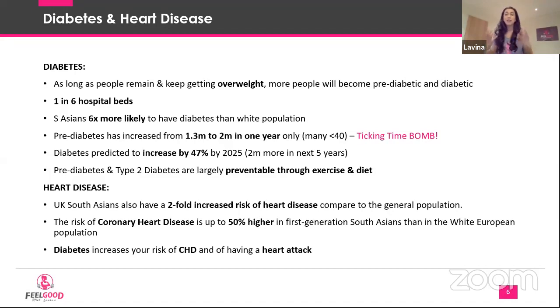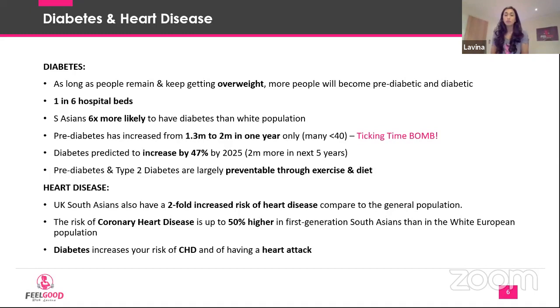I mean, these facts, I know them so well, they still scare me when I read them. And pre-diabetes is like a ticking time bomb. 1.3 million, that increased in 1 year to 2 million, and the majority were under the age of 40. So, guys, if you know there is a larger, younger audience right now, please listen. And diabetes is actually predicted to increase by 47% in the next 5 years.